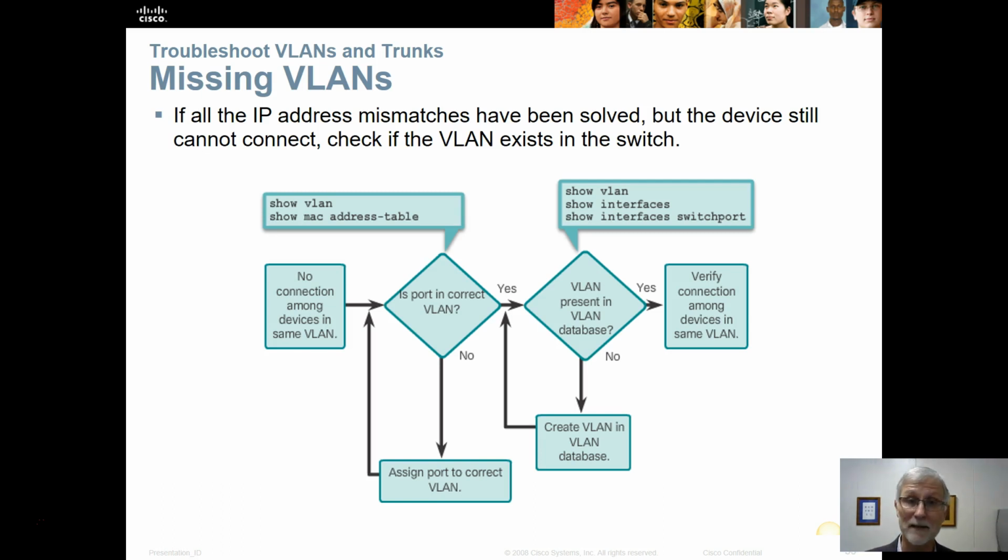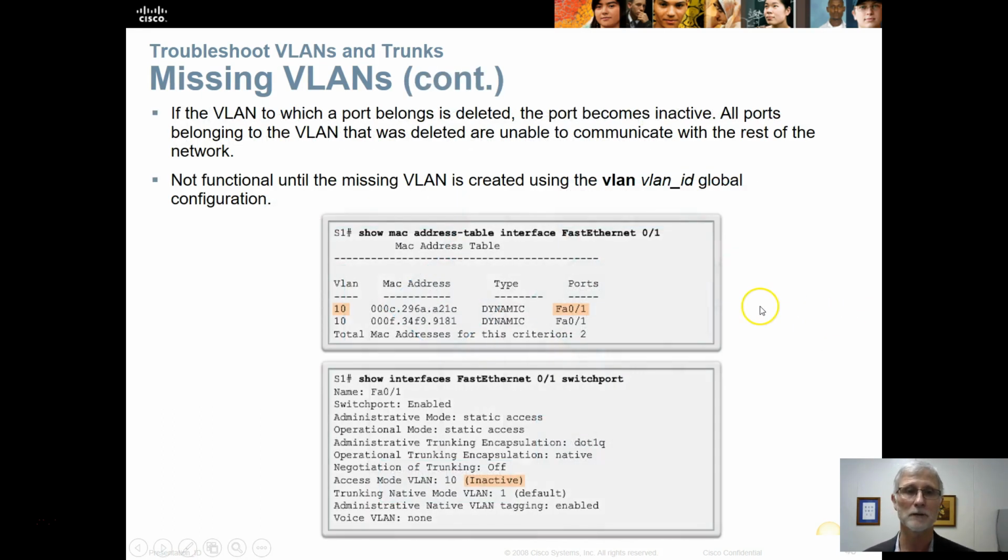Just because I defined it, there's no error check. Just because I assigned a VLAN to a port doesn't mean it exists. Again, I use show VLAN, show interfaces, show interface switchport, those commands, based on what level you're trying to troubleshoot at. And if it's not in the database, create the VLAN in the database. So basically, make sure the port is assigned to the right VLAN, and make sure the VLAN exists. Between those two, you should be golden.